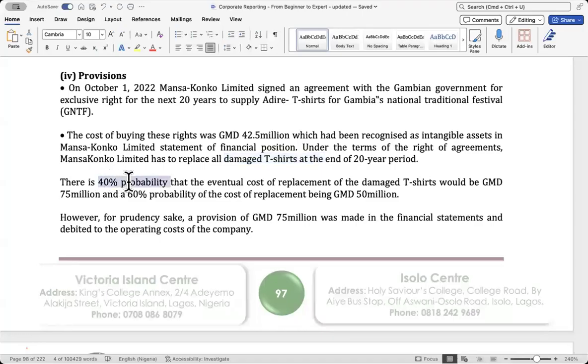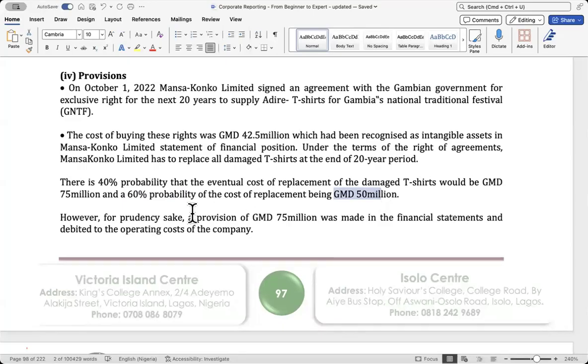He said there's a 40% probability that the eventual cost of replacement will be 75 million, and a 60% probability that the replacement cost will be 50 million. IAS 37 is clear on this. We have to take the weighted average of the two: 0.4 times 75 plus 0.6 times 50. Whatever you get is the weighted amount. That's what we recognize as the future cost, and then we discount it to present value.